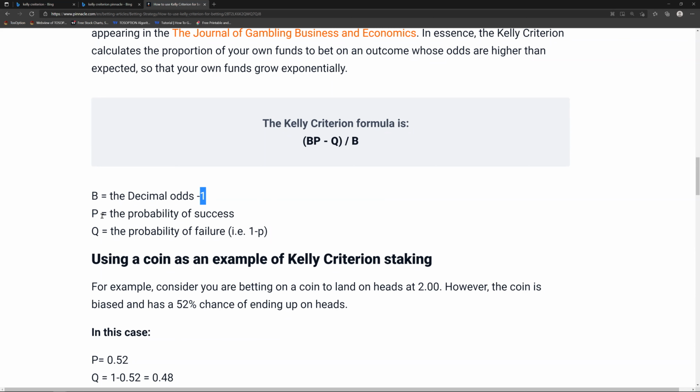Then probability of success is the letter P. And that's the strategy, right? You need to know what the strategy is so that you can determine the input parameter here. And then probability of failure is just the inverse.